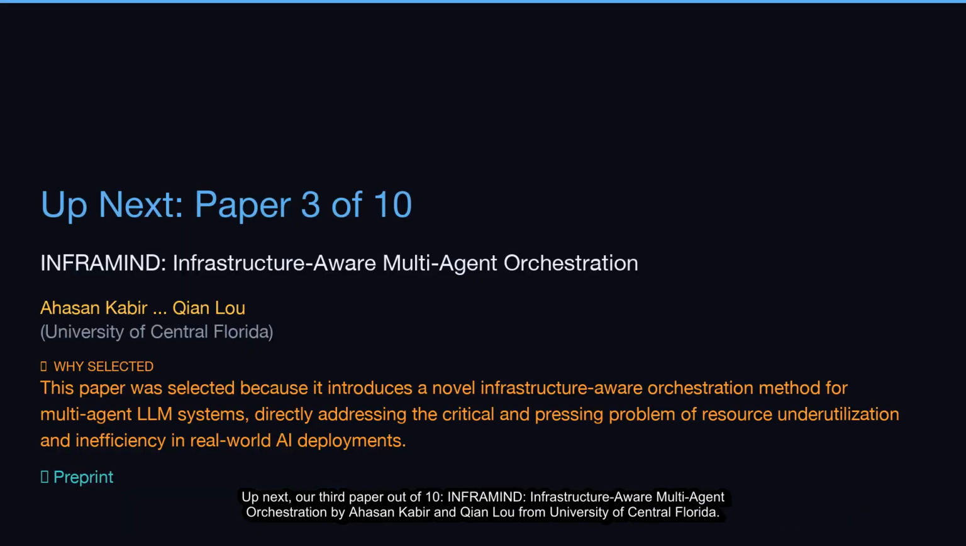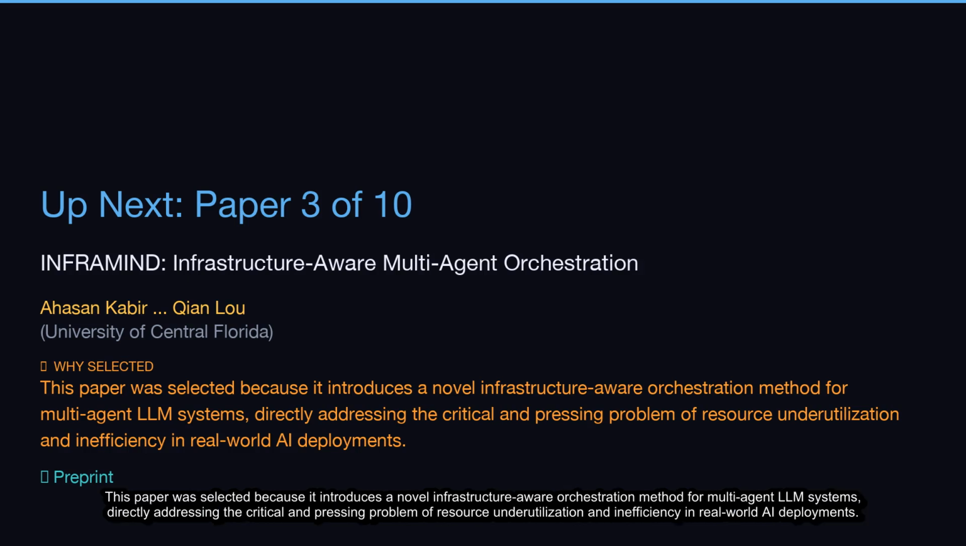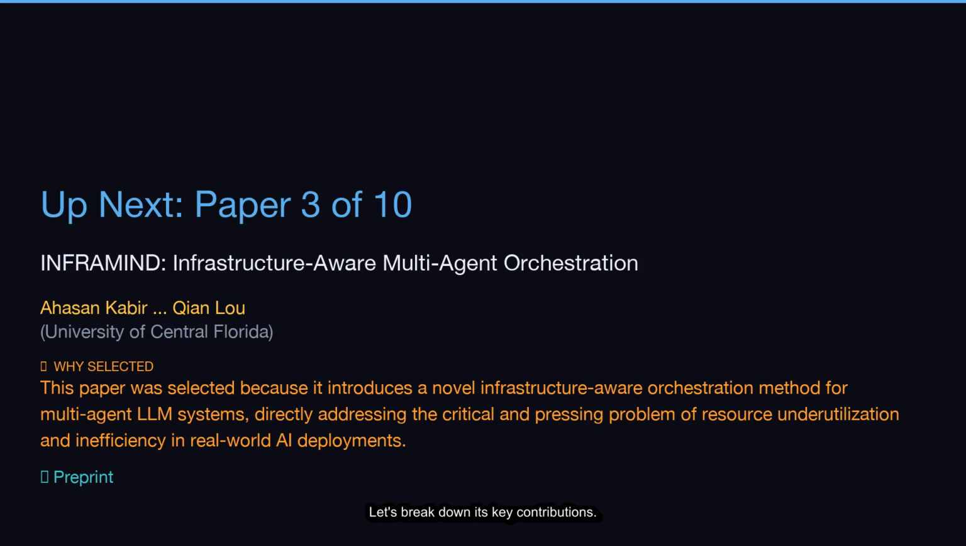Up next, our third paper out of 10, INFRAMIND, Infrastructure-Aware Multi-Agent Orchestration by Ahsan Kabir and Qian Liu from University of Central Florida. This paper was selected because it introduces a novel infrastructure-aware orchestration method for multi-agent LLM systems, directly addressing the critical and pressing problem of resource underutilization and inefficiency in real-world AI deployments. Let's break down its key contributions.